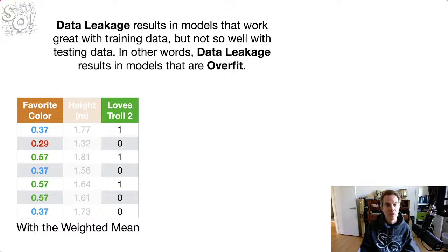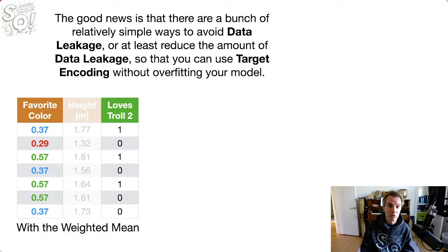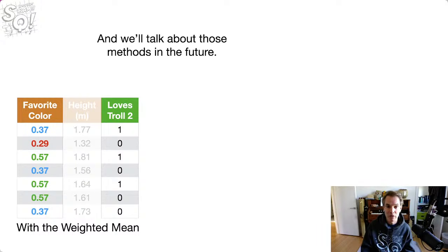Data leakage results in models that work great with training data, but not so well with testing data. In other words, data leakage results in models that are overfit. The good news is that there are a bunch of relatively simple ways to avoid data leakage, or at least reduce the amount of data leakage, so that you can use target encoding without overfitting your model. And we'll talk about those methods in the future, quite possibly in the AMA that's just about to come up.